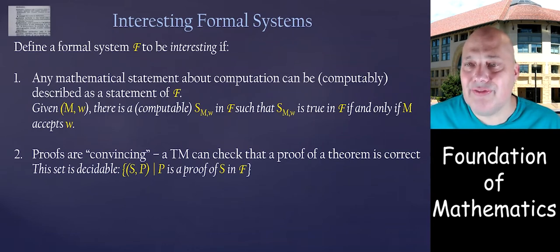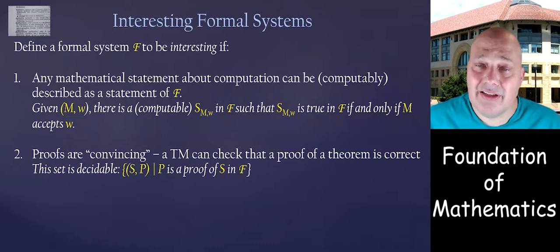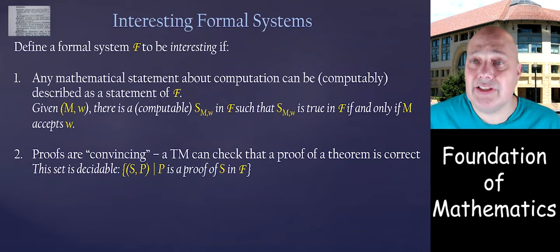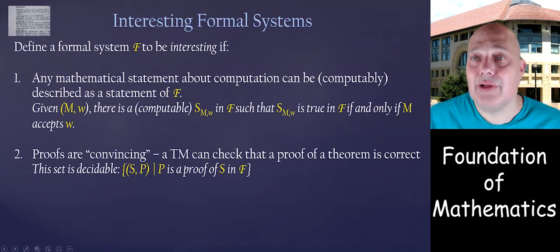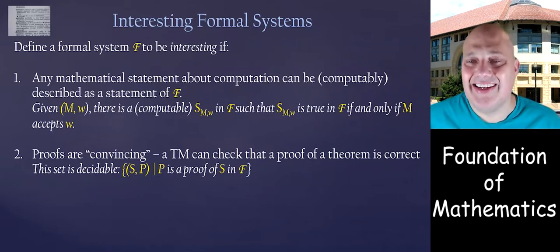So now we have the language of saying what it means. There is a Turing machine that can check that a proof of a theorem is correct. In other words, the set of pairs S and P, where S is a statement in F and P is a proof of this statement in F, this set is decidable. So given a proof, we should be able to verify its correctness in F. Right, this is what we expect.